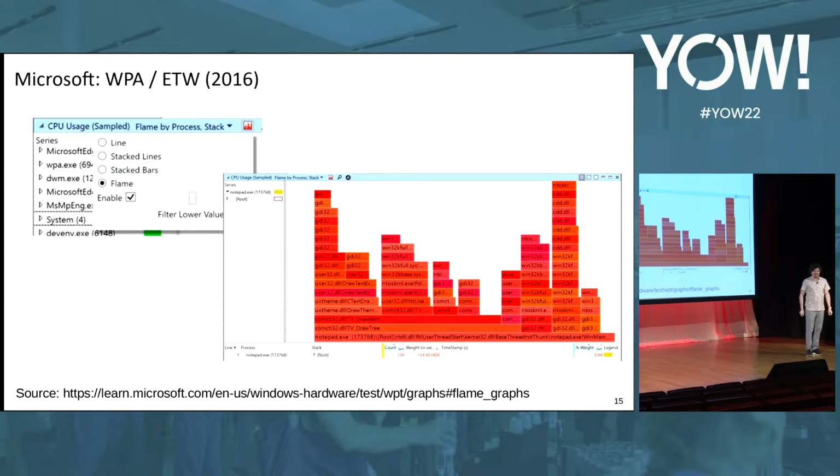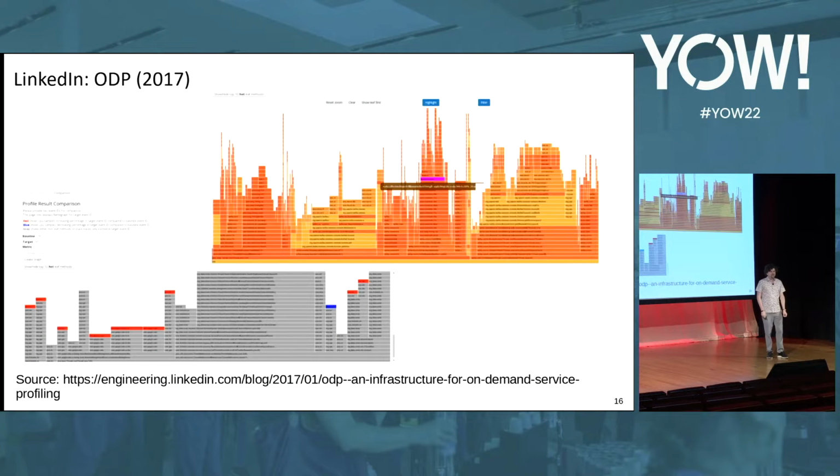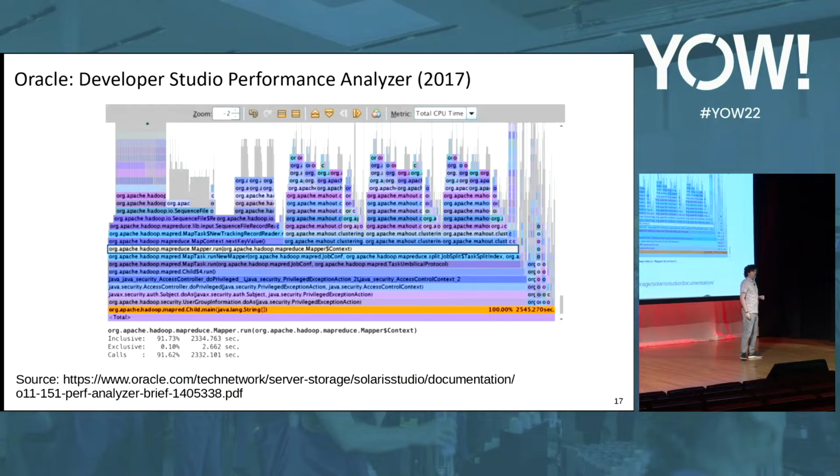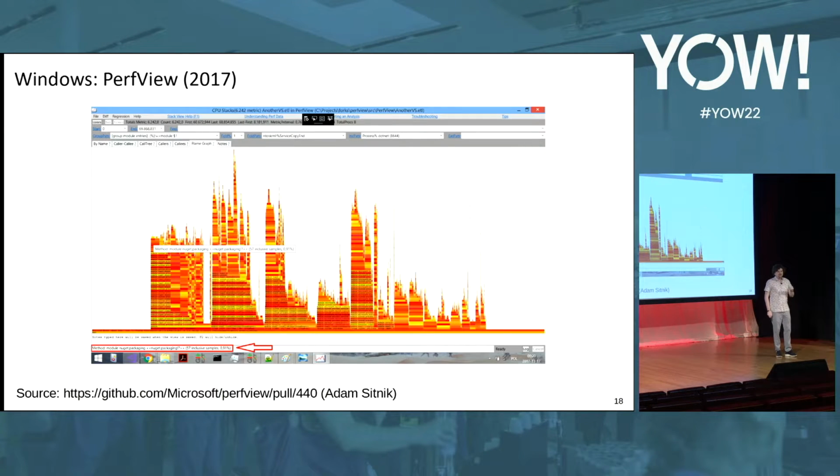Microsoft started adding them, so Windows Performance Analyzer for ETW traces. LinkedIn has a really great one they use internally, they've blogged about, which does differentials and other advanced features. Oracle added it to Developer Studio. Windows finally added it to PerfView. Thanks Adam Sitnick and Vance Morrison for accepting that change. We've been pushing on that.